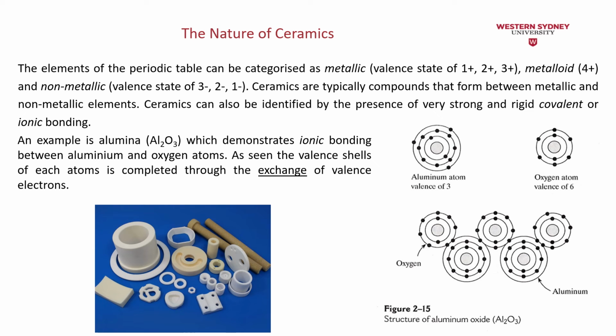An example is going to be the alumina, or Al2O3, which demonstrates an ionic bonding between the aluminium and the oxygen atoms. As seen, the valence shell of each atom is going to be completed through the exchange of the valence electrons.